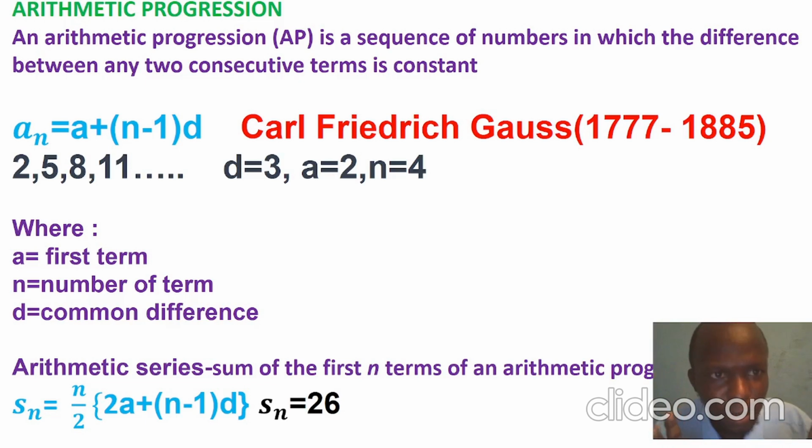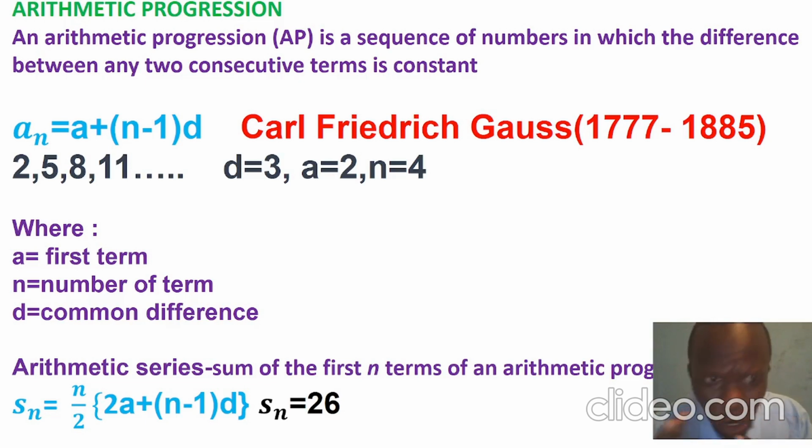Now, let us boil it down to arithmetic progression and geometric progression. Arithmetic progression is a sequence of numbers in which the difference between any two consecutive terms is a constant. Now, what is the meaning of the word sequence? Sequence is the pattern. So we need to understand that.